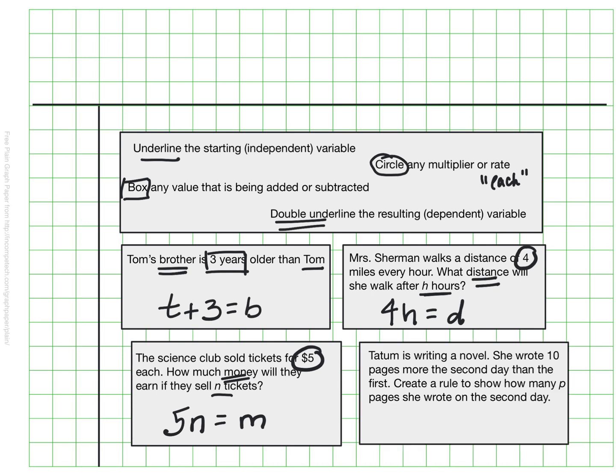Our last example that we're doing together has Tatum writing her novel, and she wrote 10 pages more the second day than she did the first. We want to create a rule to show how many pages she wrote on the second day. So I know we're starting with her first day, so I'm going to underline that once, right? We're starting with her first day. And then she's doing 10 pages more.